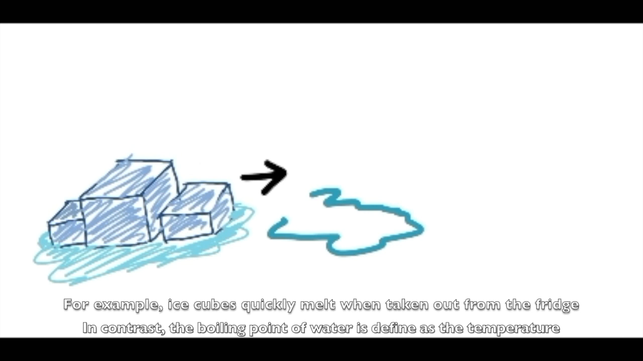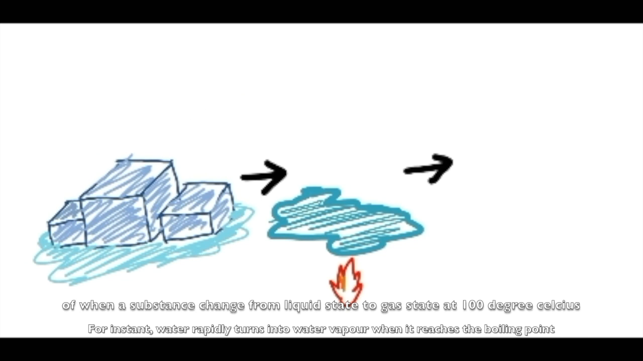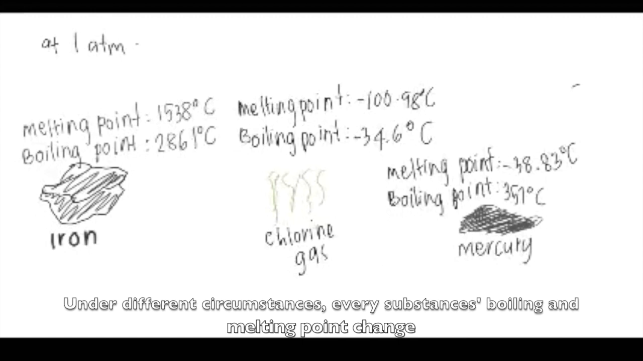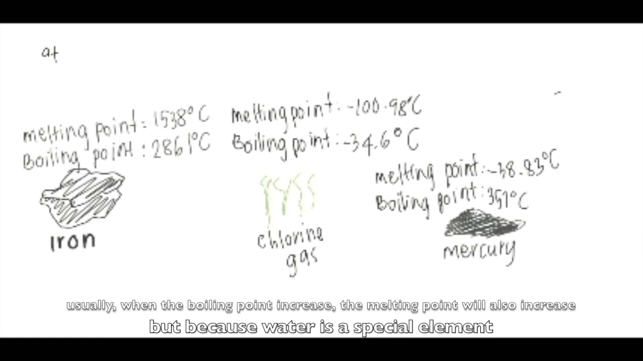In contrast, the boiling point of water is defined as the temperature at which a substance changes from liquid state to gas state at 100 degrees Celsius. For instance, water rapidly turns to water vapor when it reaches the boiling point. Under different circumstances, every substance's boiling and melting point change. Usually, when the boiling point increases, the melting point would also increase. But because water is a special element, when its boiling point increases, the melting point decreases.